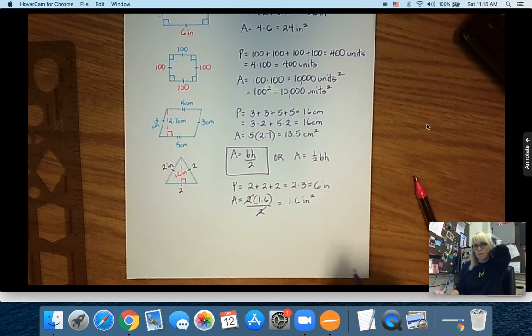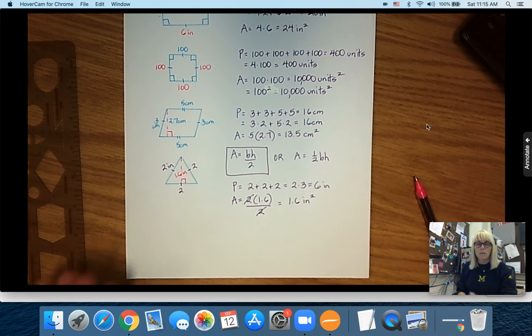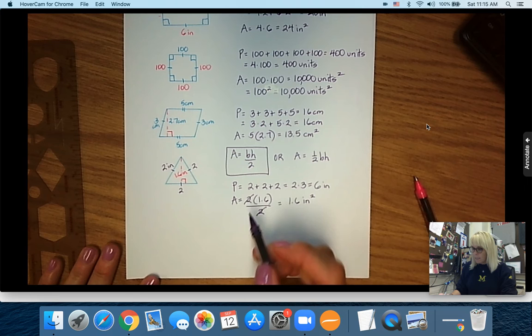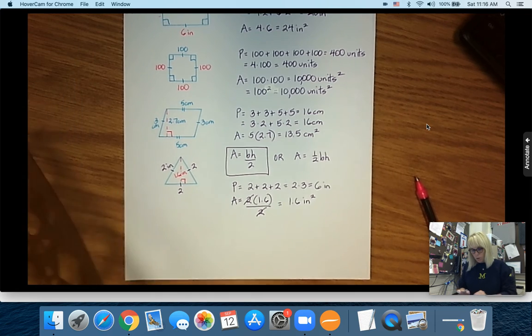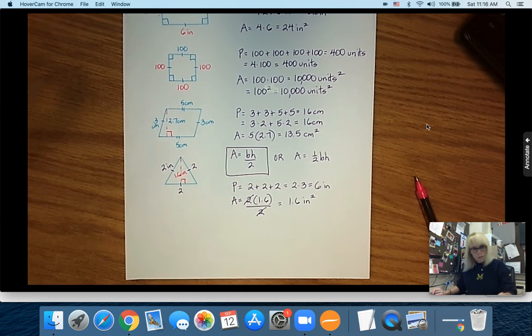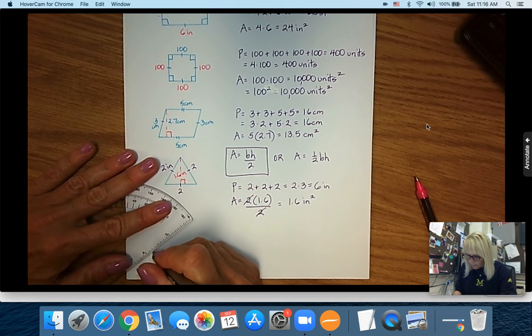Okay, so you can type that into your calculator, you get 1.6. You can notice the 2's cancel, and you'll still get 1.6. Now, there won't always be something there that cancels, so I'm not completely discounting the use of calculators. I'm just saying that when you can cancel something, cancel it. It makes life a lot easier. Okay, so I'm going to do one more triangle for you, and then I'm going to let you go.